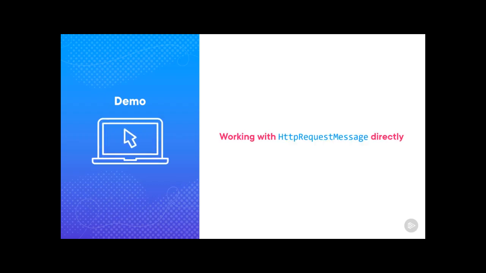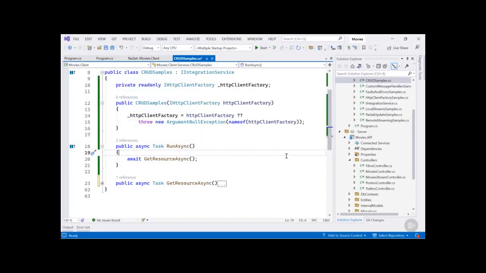In this demo, we will learn how to use HTTP request message directly to send our requests. By writing getAsync, internally an HTTP request message with HTTP method get will be created. It will also use the default settings as set on the HTTP client we're using. So that's what we did in the previous demos.